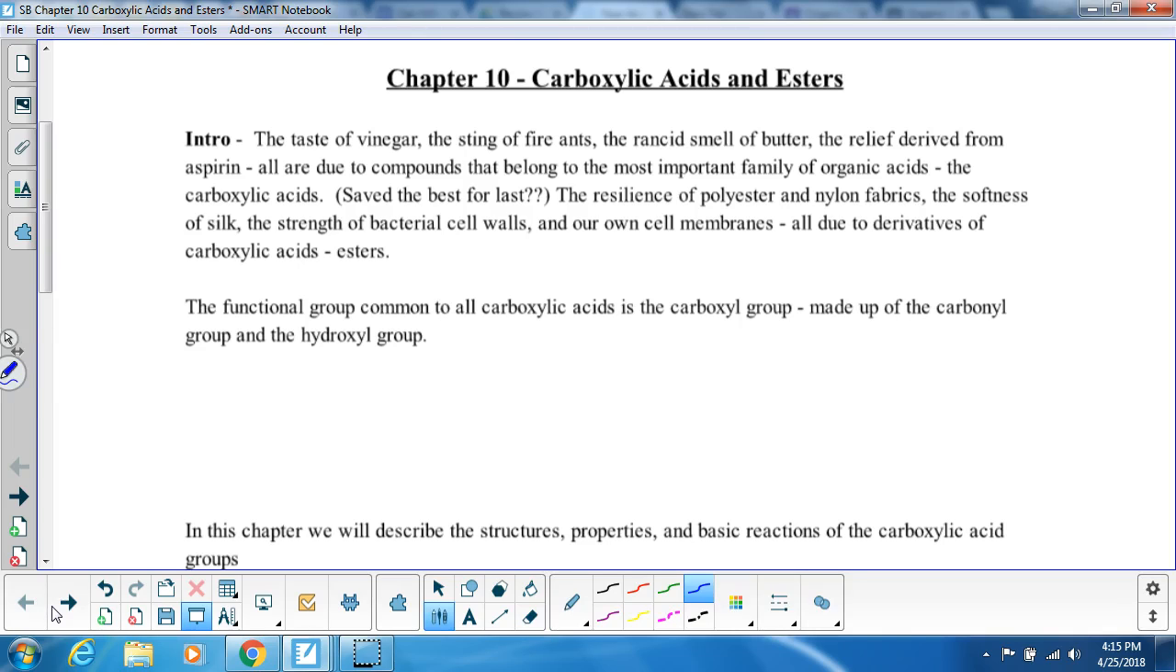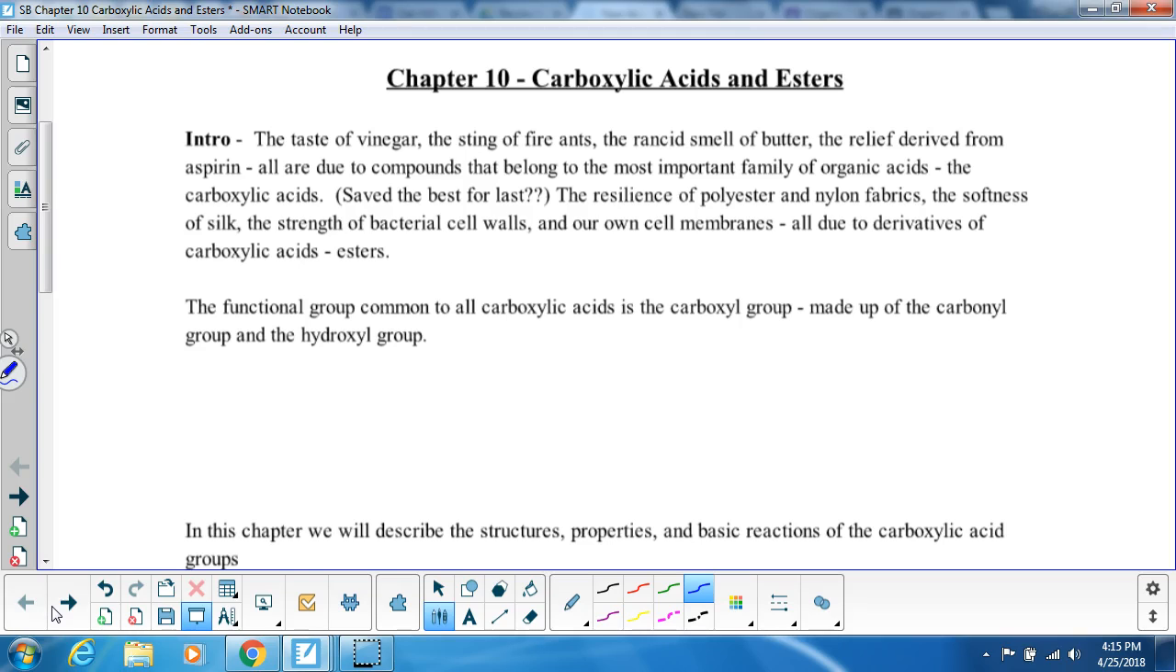We've already talked about aldehydes and ketones, and as you know, my favorite organic compound is the four-membered aldehyde group. Now we're moving on to the next functional groups, called carboxylic acids and esters. Remember how we did aldehydes and ketones?